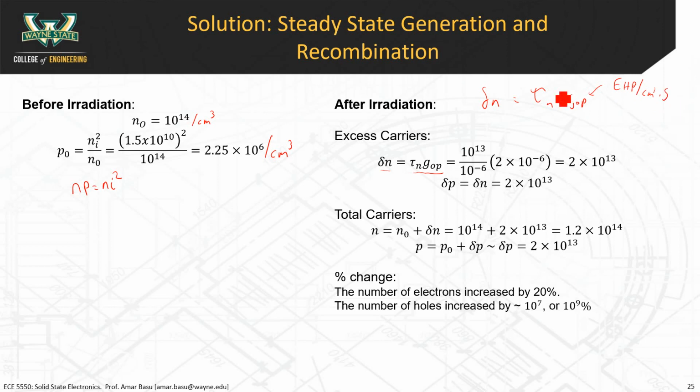And this is given to us in microseconds. So we just have to convert this microseconds to seconds. And the way we do that is just by dividing by 10 to the negative 6. So at 10 to the 13th microseconds is a carrier lifetime, divided by 10 to the negative 6. And you multiply this by 2 times 10 to the negative 6. This is the optical carrier generation rate. And then this is your excess electron concentration. The excess hole concentration is equal to the excess electron concentration, and that's also 2 times 10 to the 13th, because they're being created in pairs.